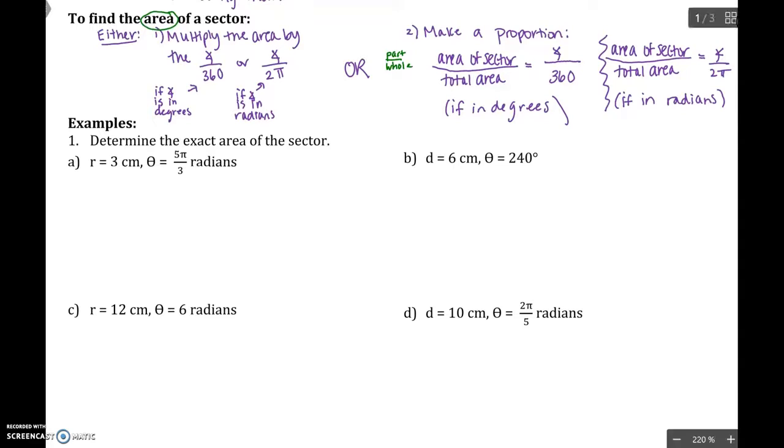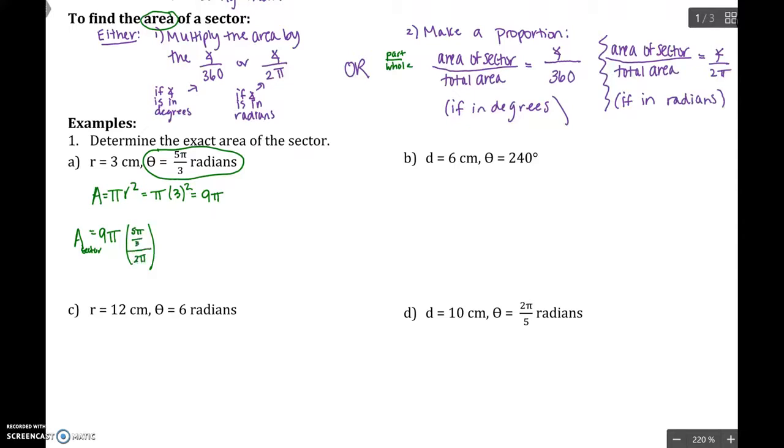So for example, in number 1, if we want to find the exact area, the first thing we need to know no matter what is the area of the circle. For a circle, it's pi r squared, which in this case, the radius is 3, and so the area is 9 pi. If you're going to do it the first way that I showed, then you would take that 9 pi to find the area of the sector and multiply it by a fraction. Our current angle is in radians, so we would use the 2 pi on the bottom. So we would take our 5 pi over 3 and put it over 2 pi.